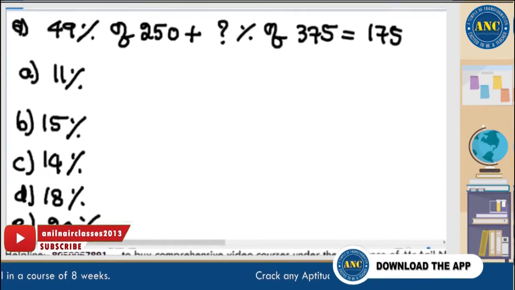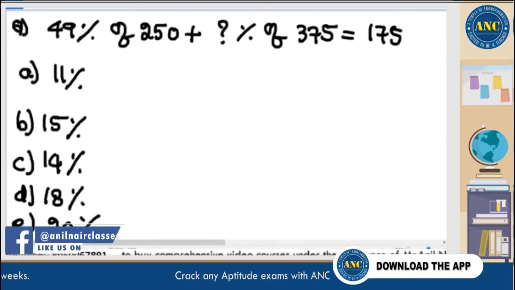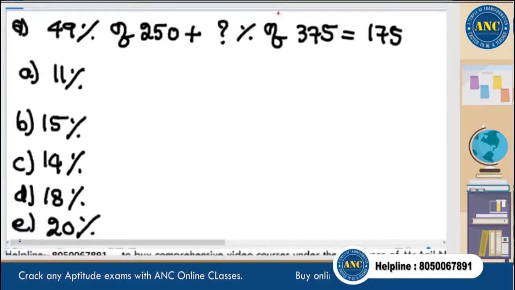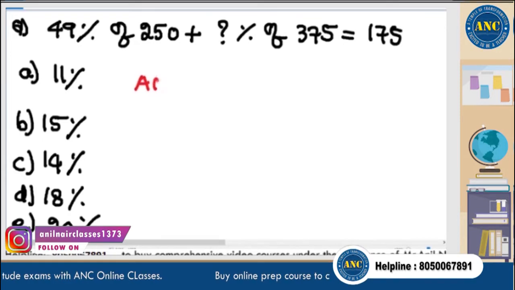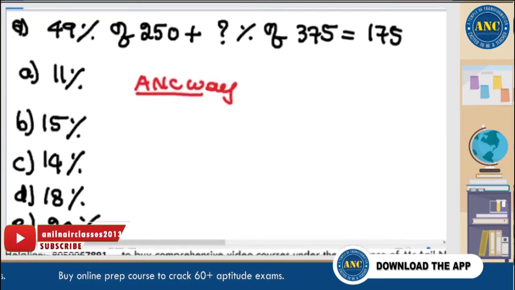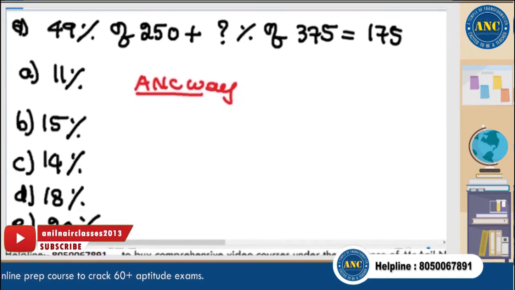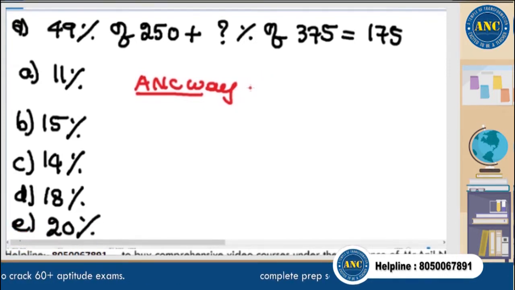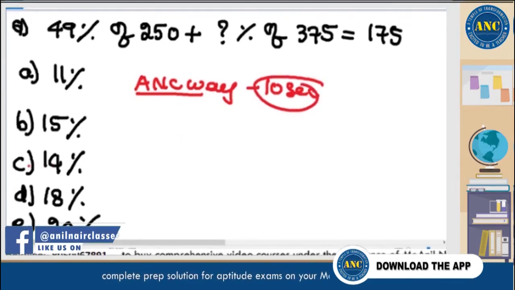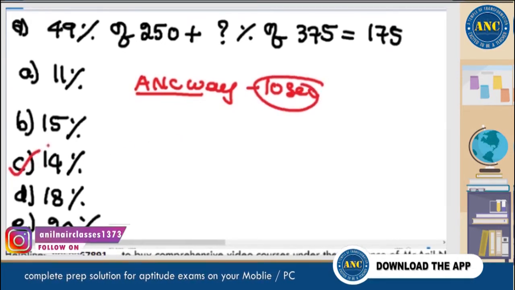49% of 250 plus a dash percentage of 375 is 175. This is an original bank exam question. I am sharing how I solve the question. You will not find these ways. When I looked at this question, it took 10 seconds for me to solve. Answer is directly 14%. Why?